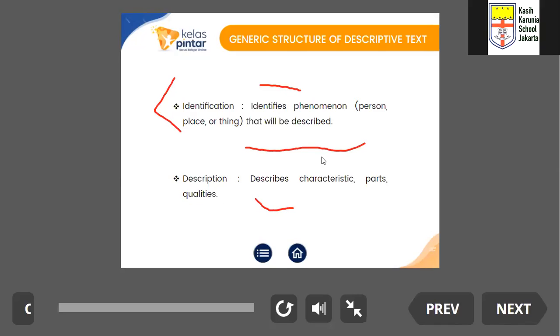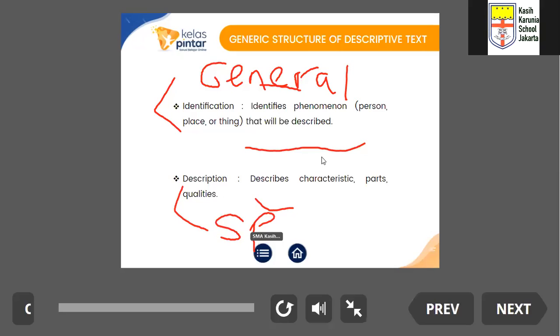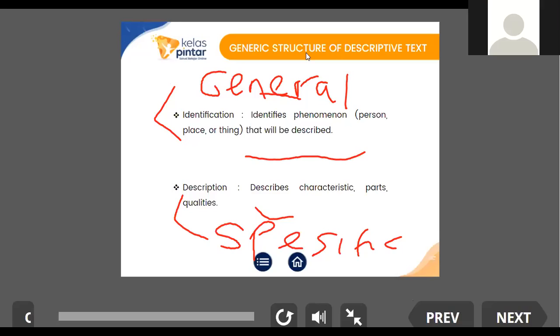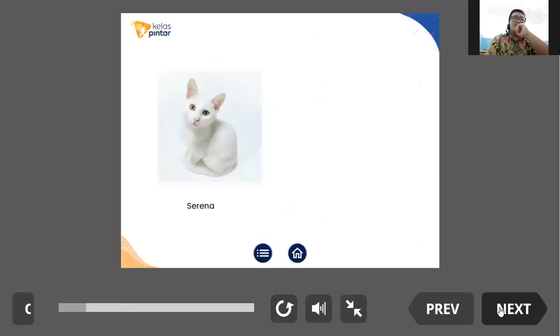So in this one, it is the general explanation, general. But this one is explaining more specific, more specific. So this is the difference between these two structures. Okay, it's more specific. All right. Understand until here? Any question? This is easy, right? And then let's take a look at the next one. Okay, we will talk about this later. All right.